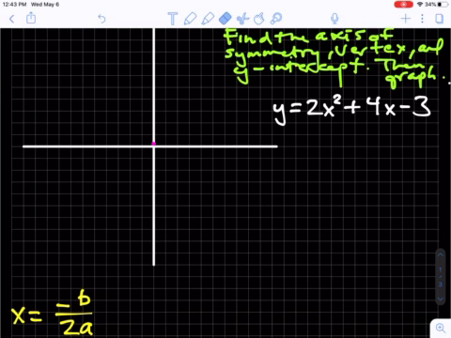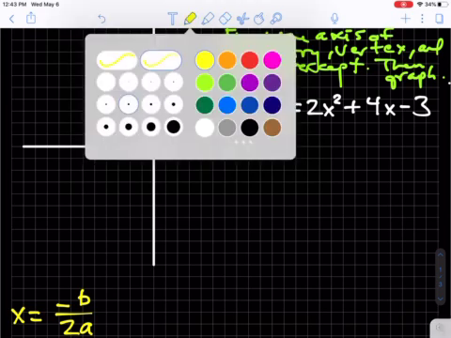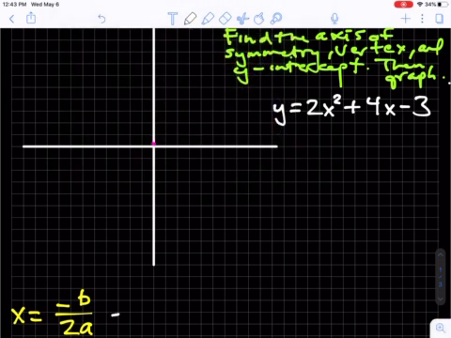All right, so they give us this equation, y equals 2x squared plus 4x minus 3. And if you look in the bottom left of the screen, you'll see I've written down x equals negative b over 2a. This is a formula for us to find your axis of symmetry.